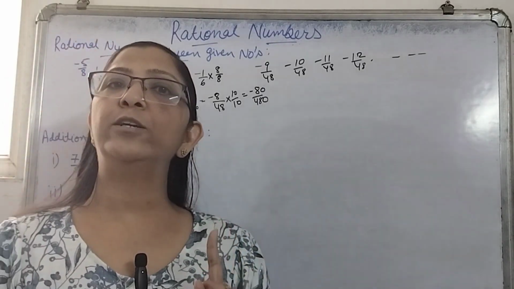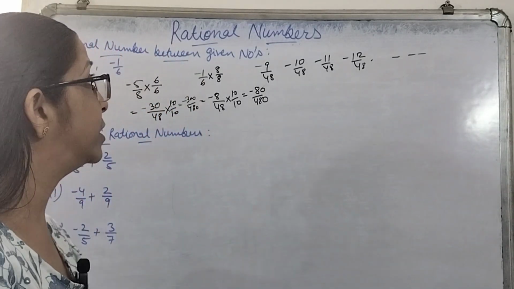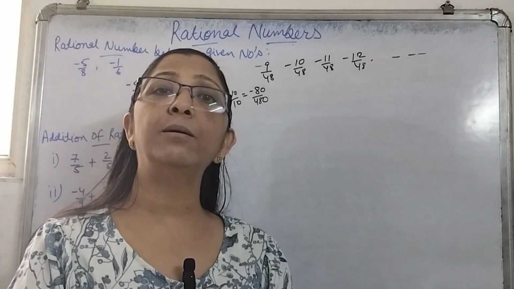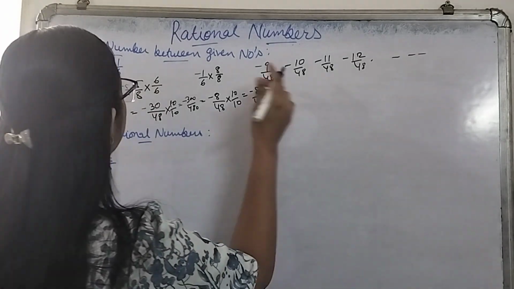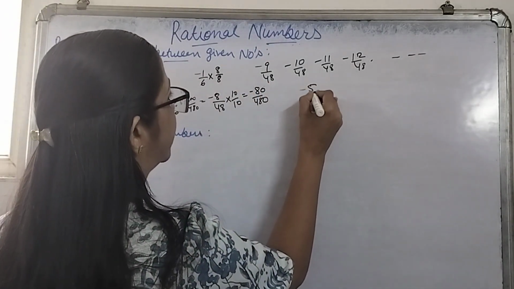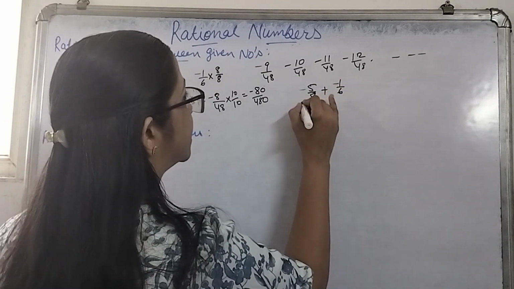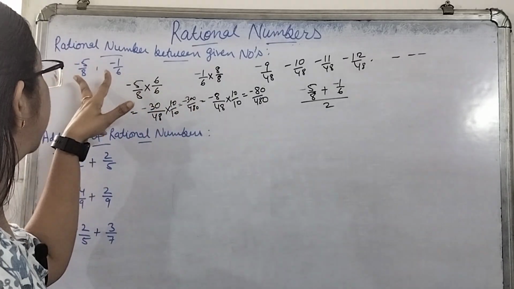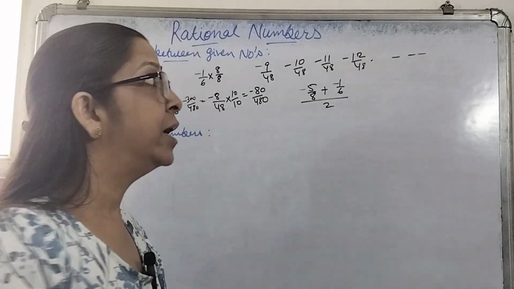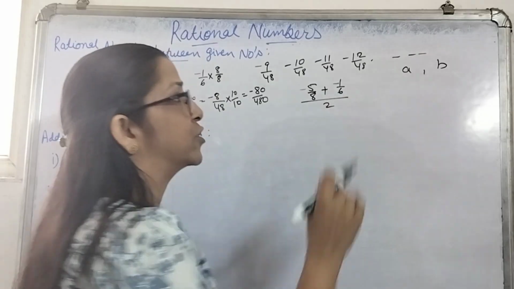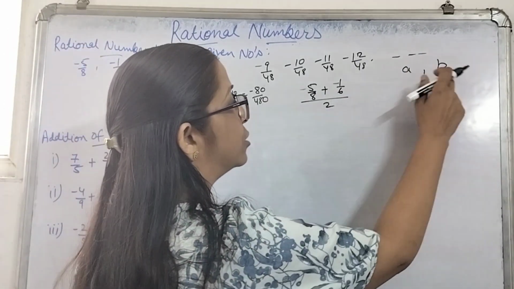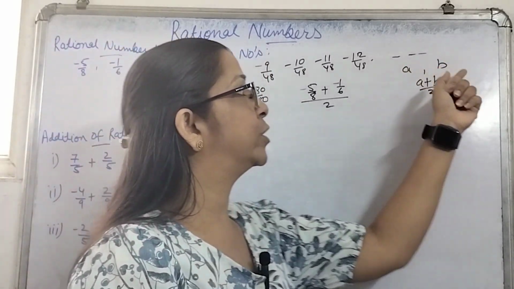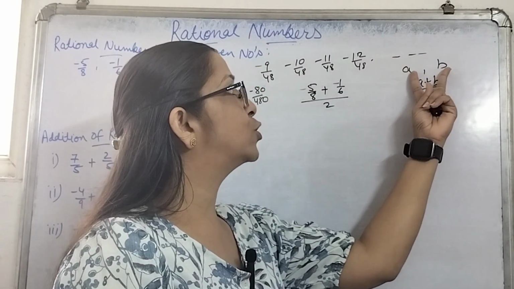Another method, if we have to find only one rational number between any two given rational numbers, is to add these two rational numbers and divide by 2. We have to find the mean of them. That means we add minus 5 upon 8 plus minus 1 upon 6 and divide by 2. Whatever number comes will be the rational number exactly in between these two rational numbers. If A and B are any two rational numbers, then the rational number between them will be A plus B by 2. This will lie exactly in between these two rational numbers.